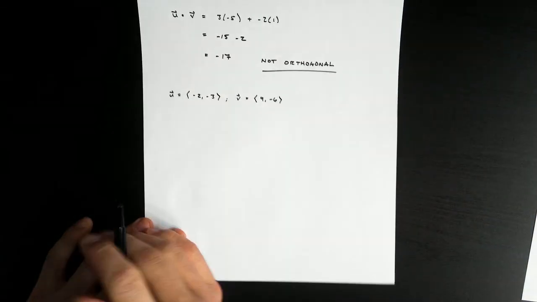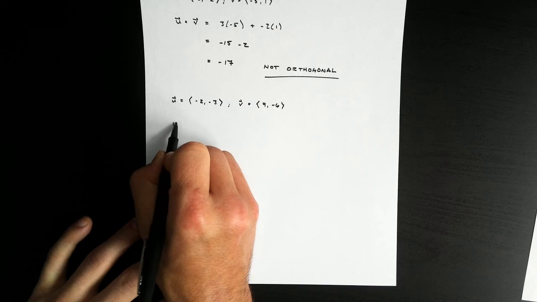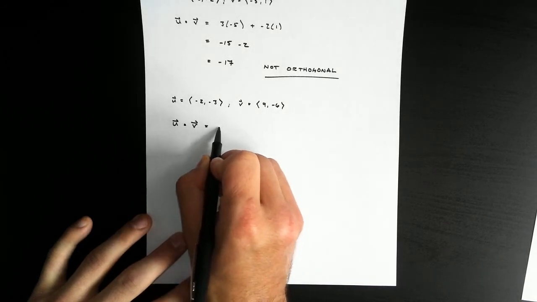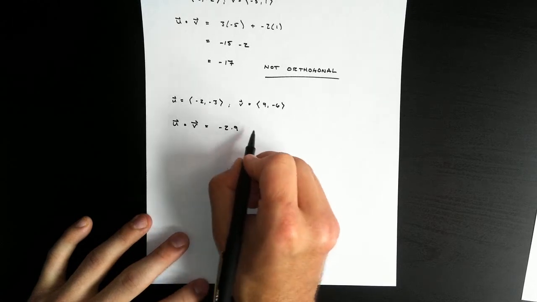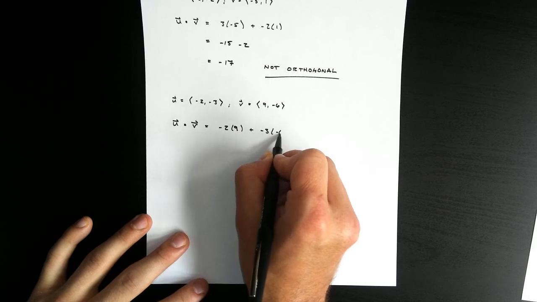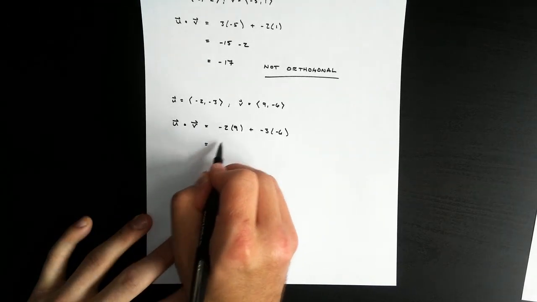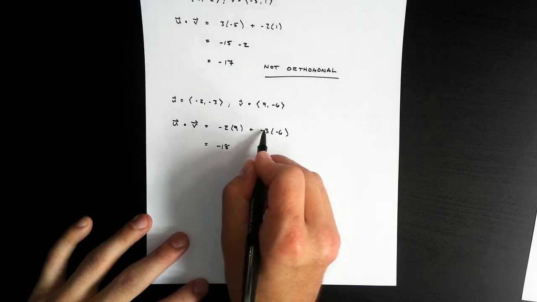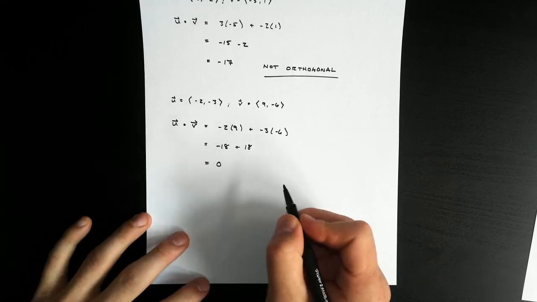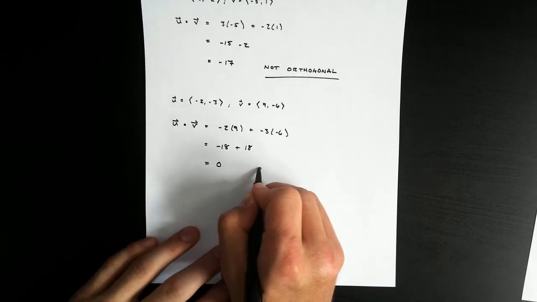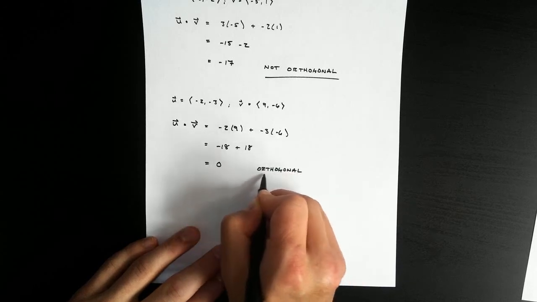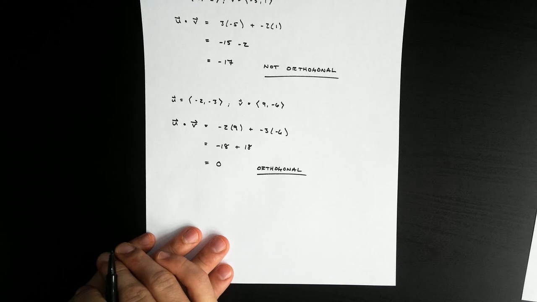And let's try that out for this one. So u dot v. We get negative 2 times 9, and then negative 3 times negative 6. So that's negative 18, and the negatives cancel out, so we get positive 18. And we end up with 0. Good. So that means that these are orthogonal, meaning they do form a right angle.